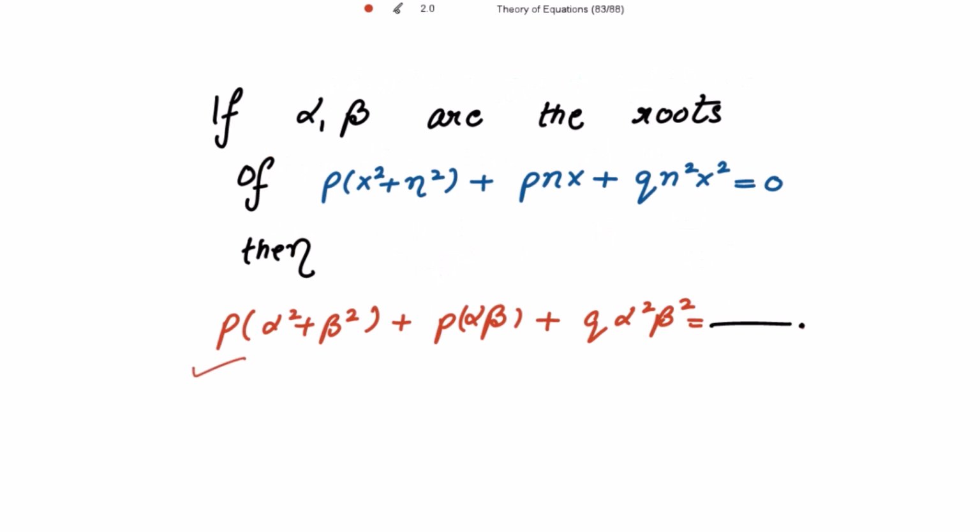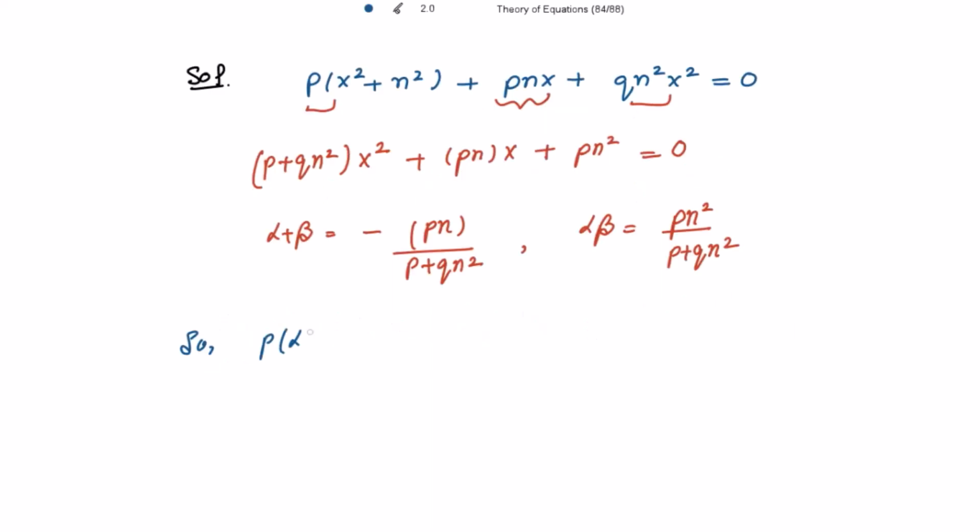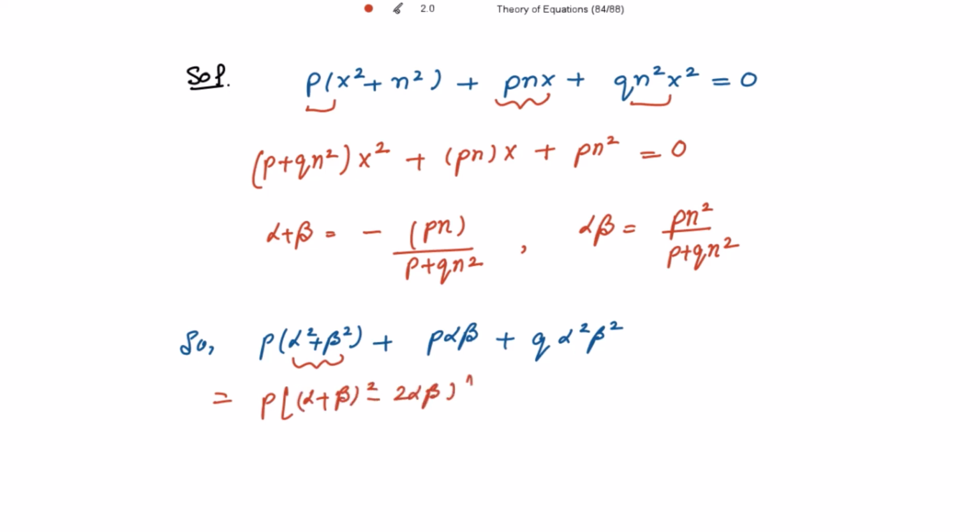We need to find p(alpha square + beta square) + p alpha beta + q alpha square beta square. So let's simplify this further. I can write this as p((alpha + beta) whole square - 2 alpha beta) + p alpha beta + q alpha square beta square.